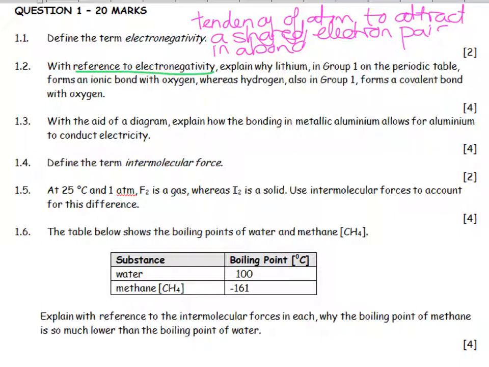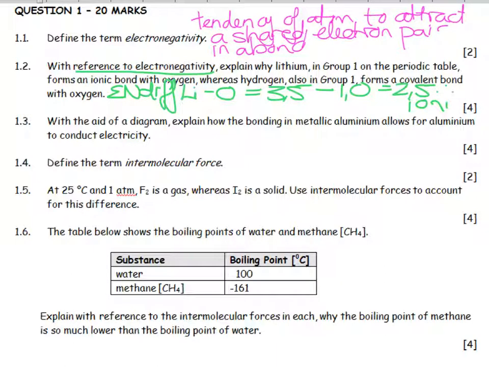It's quite easy. So I'm going to look at the EN difference between lithium and oxygen. That is going to be equal to 3,5 from oxygen minus 1,0 from lithium, and therefore 2,5. Therefore, ionic. And notice I haven't written a long paragraph. I've got right to the point.